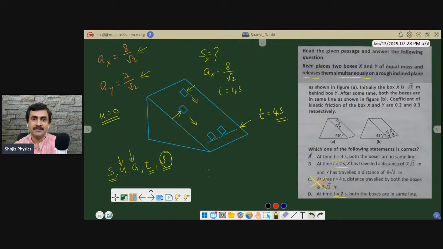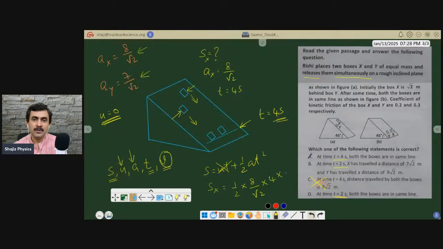Which is that equation? s is equal to ut plus half at square. Okay. Now, this term becomes 0 because u is equal to 0. Now, the displacement of x can be calculated as half into acceleration of x, which is 8 by root 2, into t square. t square means 4 square.